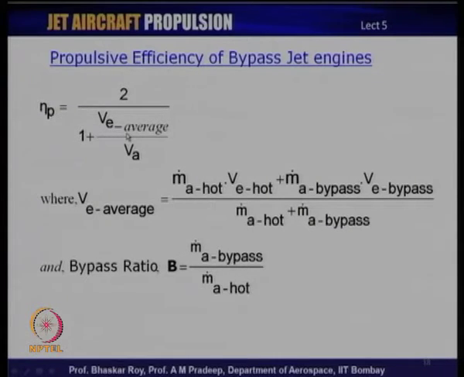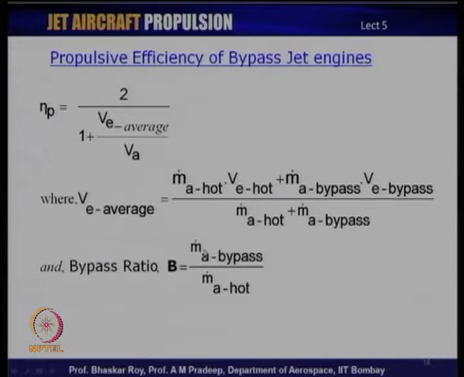Now, here we can write V e as V e average of the hot and cold, which we can write down here as a mass averaging, and if you do that, the V e average will be substantially lower than that of V e hot, as a result of which this propulsive efficiency is now going to be of a very high order compared to any other kind of jet engine. It will be approaching that of the propeller or turboprop propulsive efficiency, and this is the huge benefit that the bypass engines or the turbofan engines bring to the operation of aircraft jet engines.